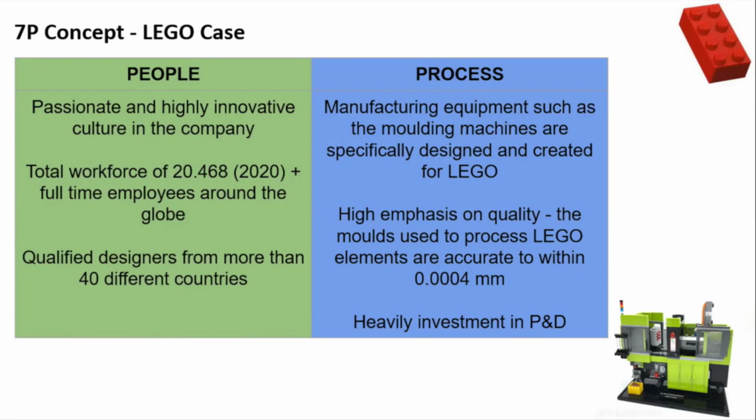So the next P is process. The process needs to function efficiently to deliver a product to your consumers. So Lego has molding machines that are specifically designed and created for Lego.